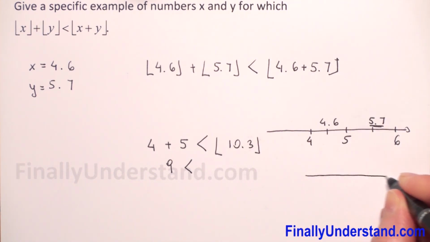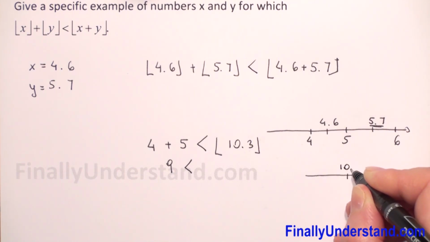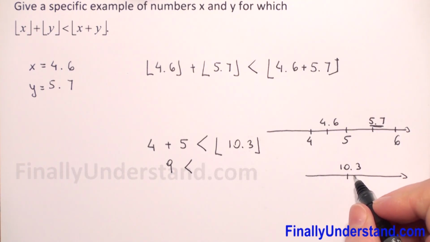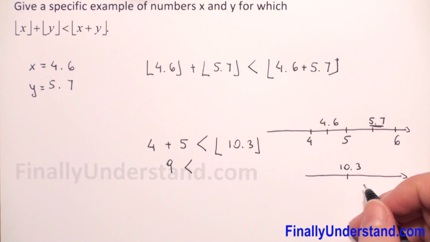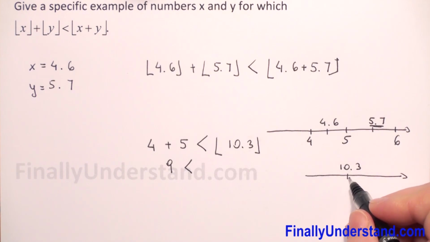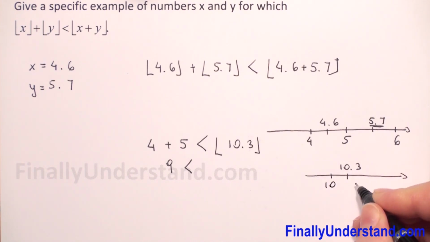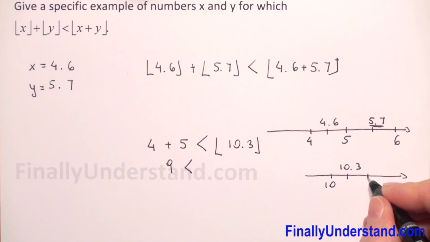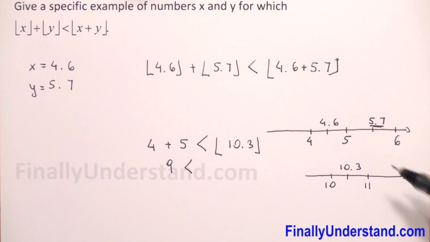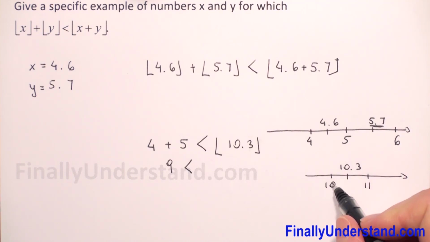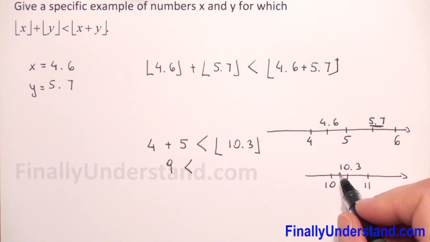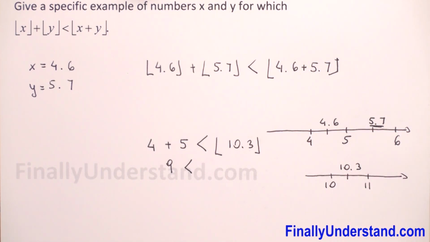Let me draw another number line. We have 10.3. 10.3 is not integer because integers are whole numbers, including 0 and negative values. So now we have to find between which integers we have 10.3. So this is between 10 and 11. And now when we have to find floor of number, we always look to the left side and the largest integer less than our given number. So this is 10.